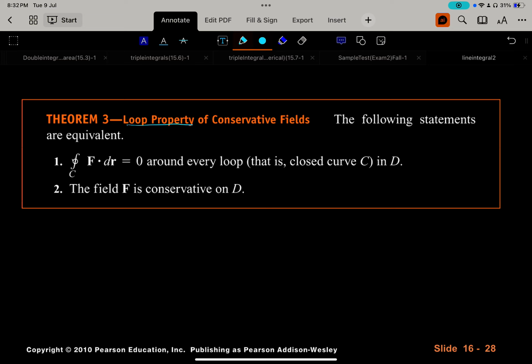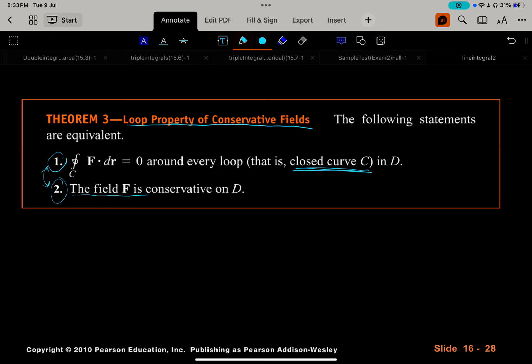So, loop property of conservative fields. The following statements are equivalent. 1. The flux over a parameterized curve C, the integral of F dot dr, is equal to 0 around every loop. That is, C is a closed curve, and around every loop it is equal to 0. So if there is a loop, then the flux is going to be equal to 0, and that's something we studied in physics. You have taken physics, and this statement is also equivalent.